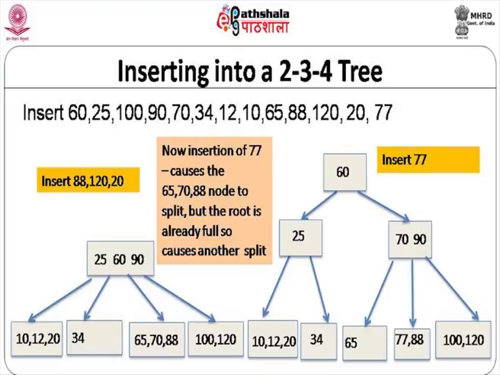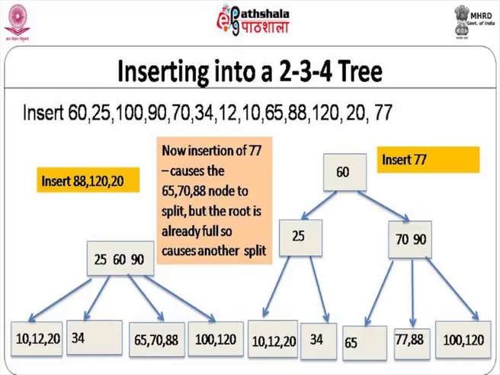So, I get 25 on one side, 60 goes up and 70, 90 comes on this side. So, now I have this node where the parent has again been split. Okay. So, this is the insertion of 77. When we do insertion, as you can see, we have seen two cases: one where the leaf is split, and one where the leaf is split, the parent is already full and the parent is again split, and a new node is created because of the insertion of 77. So, this is the insertion into a 2, 3, 4 tree.